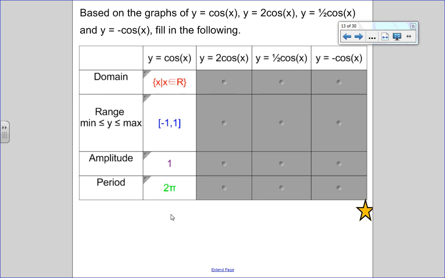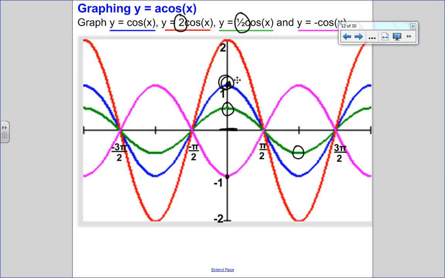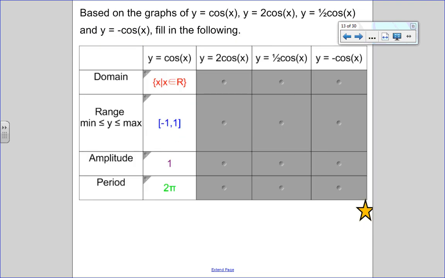Now let's compare that to 2 cos x. 2 cos x, of course, was this red graph here. So I can see, looking at that table, the domain is not changed. The period is not changed. What is changed is the amplitude. From the midline to the maximum point, that is now a height of 2. So domain and period are staying the same, but the amplitude is 2. I had a low point of -2 and a high point of +2.